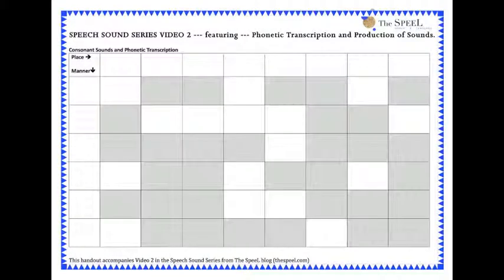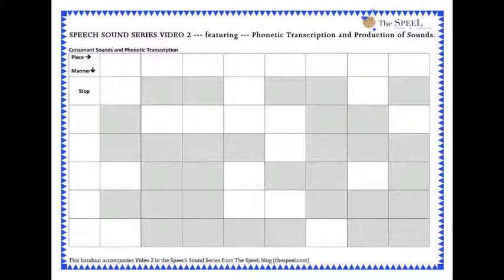We are going to gradually put all of the consonant speech sounds and the phonetic transcription into this table. The table is organised by three key elements that are important to remember. The first is manner of production. Manner refers to the nature of the sound. Is it quick or slow? Can you hold the sound for a long time? We are going to enter the manner in the leftmost column.